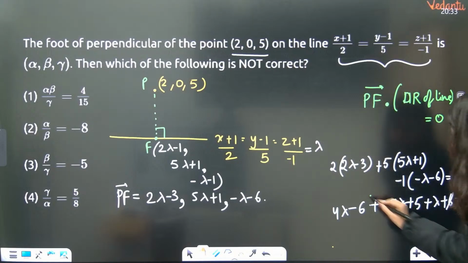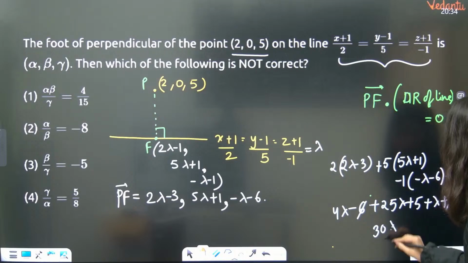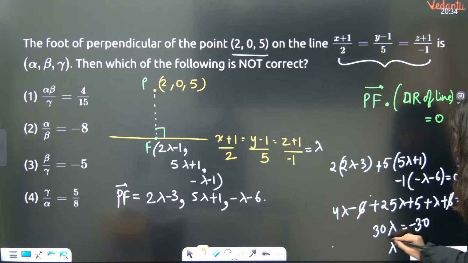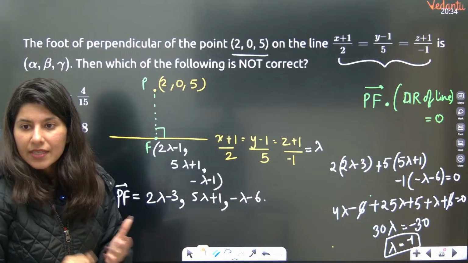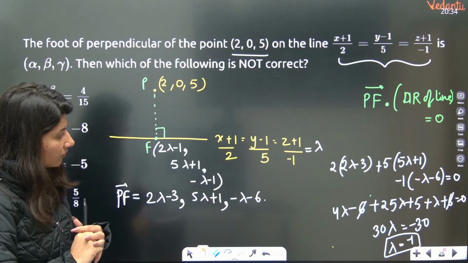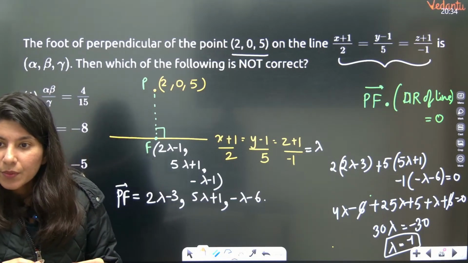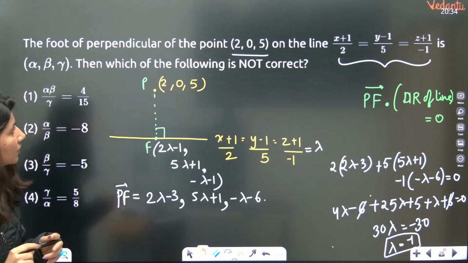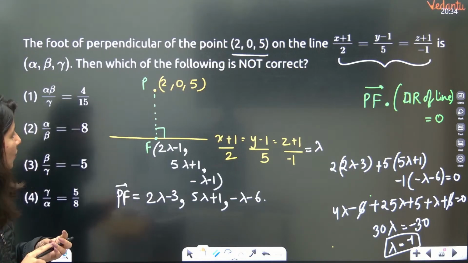So you are going to get 30 lambda is equals to minus 30. Lambda is coming out as beautifully minus 1. I like it when lambda becomes very easy. Lambda is coming out as, am I doing correct? So three minus 2 lambda they are saying.